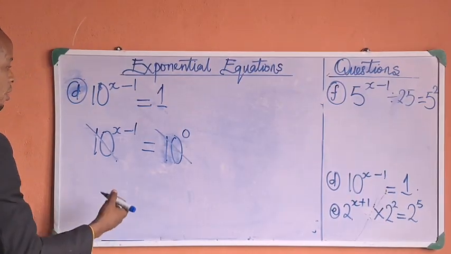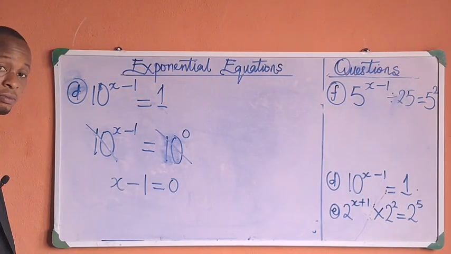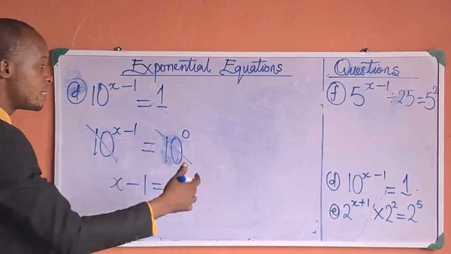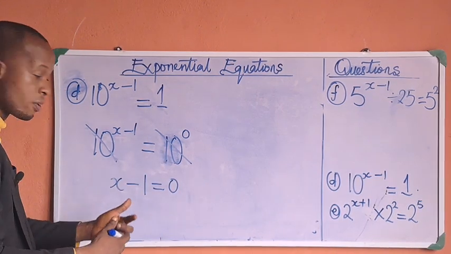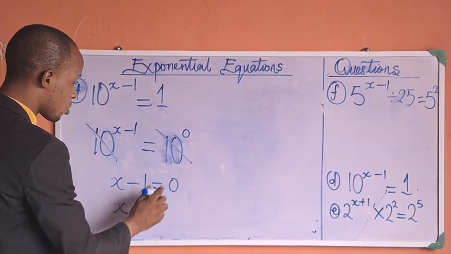And what do I have left? I have x minus 1 equals 0. And just like I did in the last question we solved in the previous video, I simply put my x down here equals, we have 0 here already.